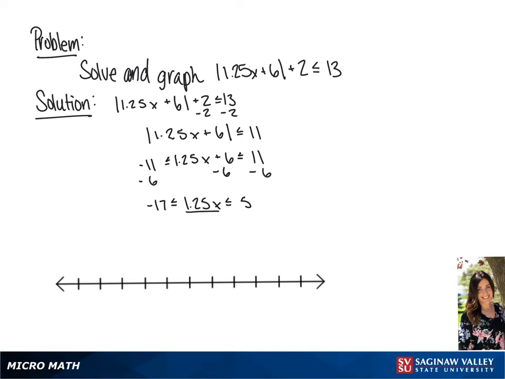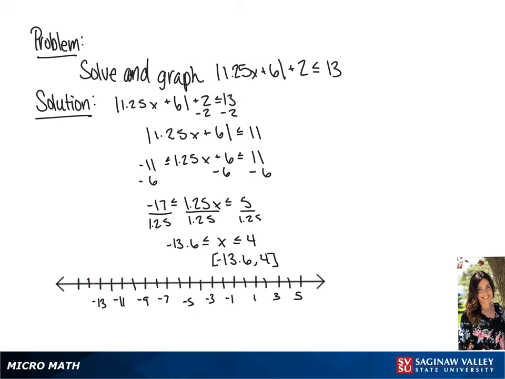Now we're going to divide all sides of the inequality by 1.25. This will give us x is greater than or equal to negative 13.6, and x is less than or equal to 4. In interval notation, this will be negative 13.6 to 4.